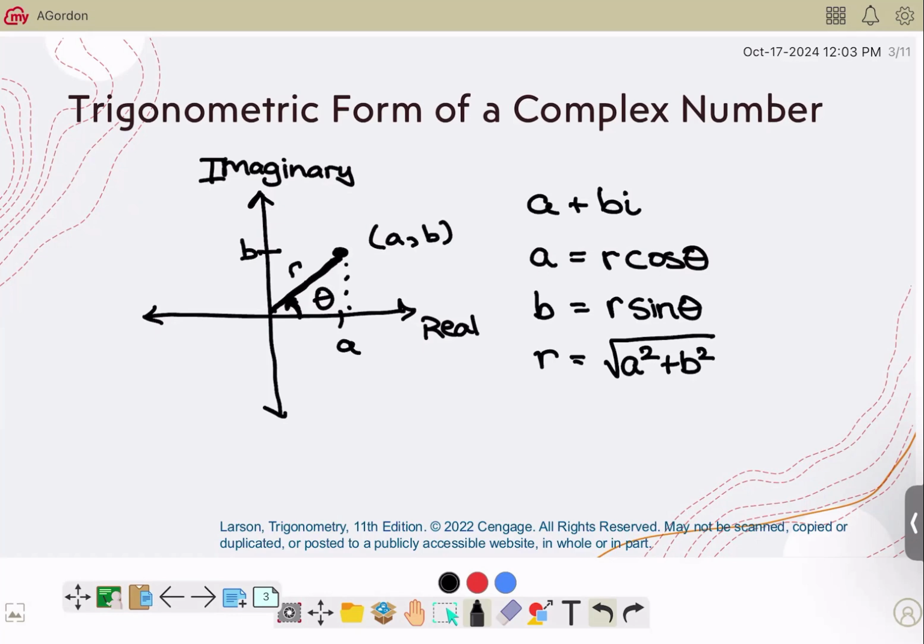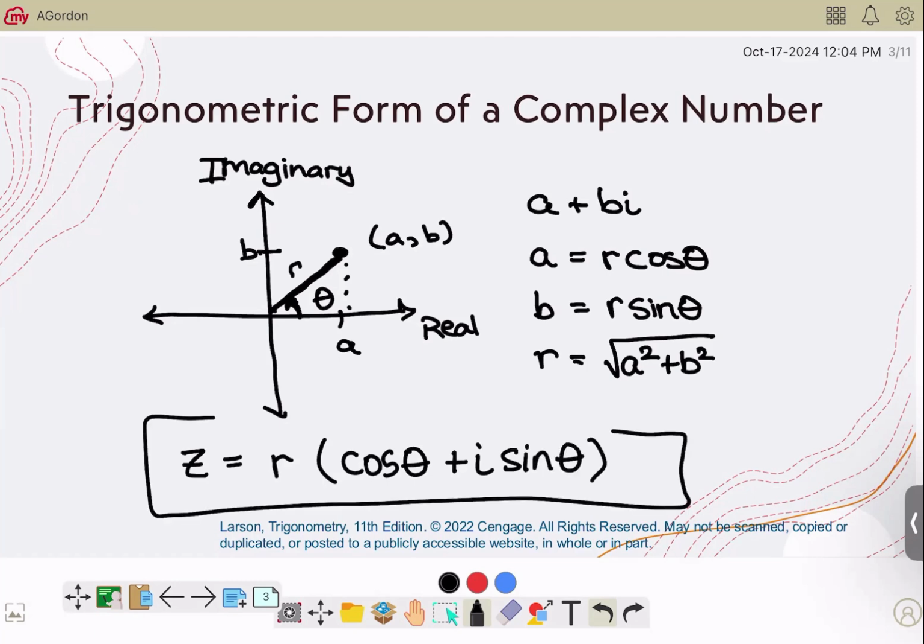So if we have this complex number a plus bi, the trigonometric form of this complex number would be R times cosine theta plus i times sine theta. Okay, so this is the trigonometric form of this complex number a plus bi. And so we find the R from the square root of A squared plus B squared. And one more handy bit of information that will help us with theta.